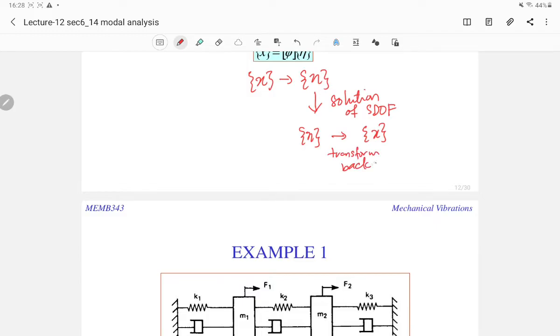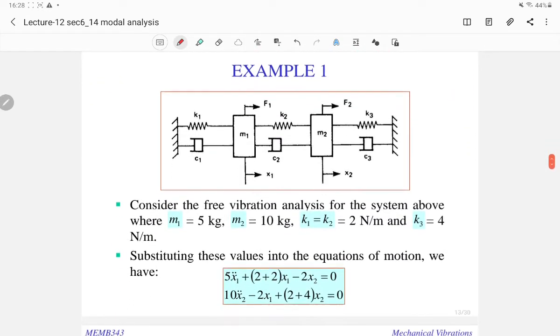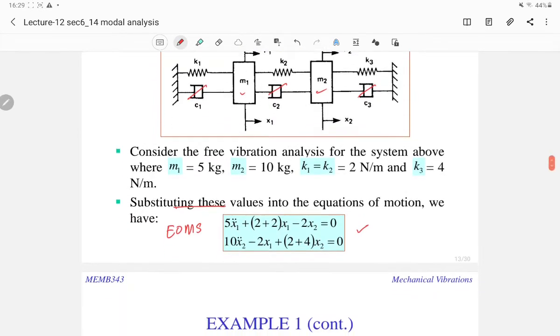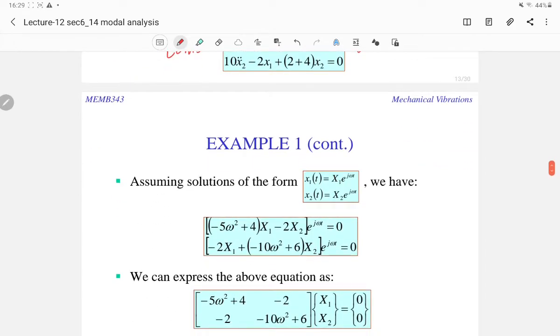Maybe after an example it will be a bit clearer. So here we have example 1. Let's say we have this system. In this problem, we give you all the values of m1, m2 and all the c's. We assume all the c's are zeros. You only have m1, m2, k1, k2 and k3. If you substitute all these values, you can get the equations of motion in this form, and then you transform it into matrix form.